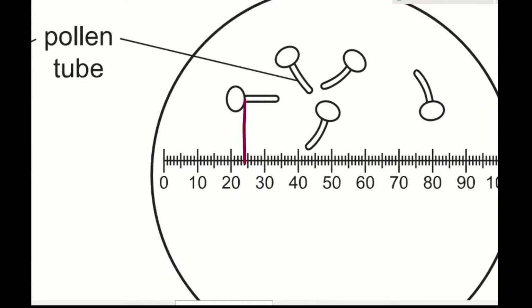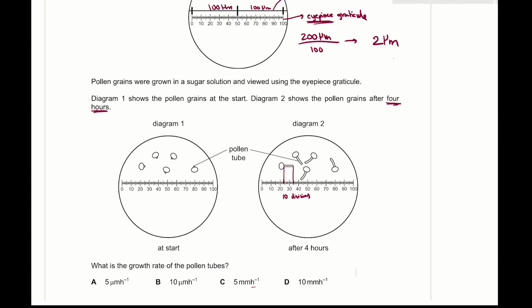Now we could see that it has grown approximately 10. And we know that each division up here on the eyepiece graticule is equal to 2 micrometers. Then, if this covers 10 divisions, what we must do is multiply 10 divisions by 2 micrometers. This would give us 20 micrometers.